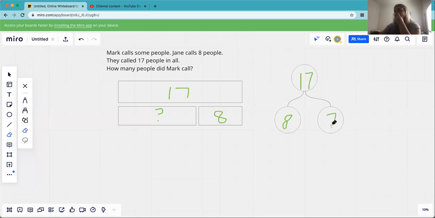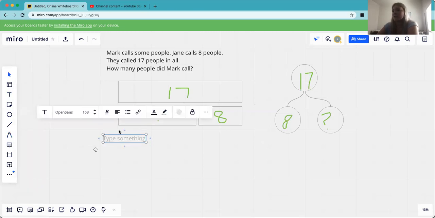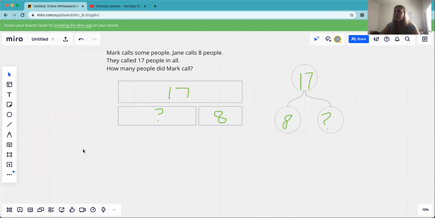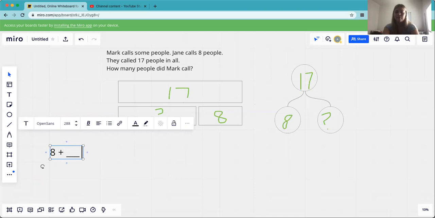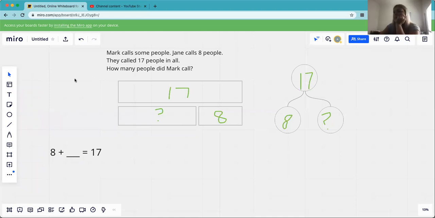Oh, that is a bad question mark. Hold on. All right. So what I'm going to do is an addition and a subtraction sentence. An addition to figure it out, subtraction to help me figure out if I'm right. All right. So we have 8 plus some number equals 17. I'm going to use those counters again to help me count on.